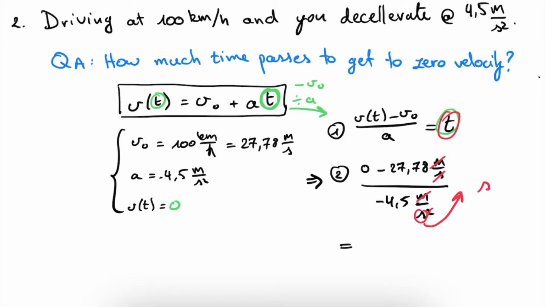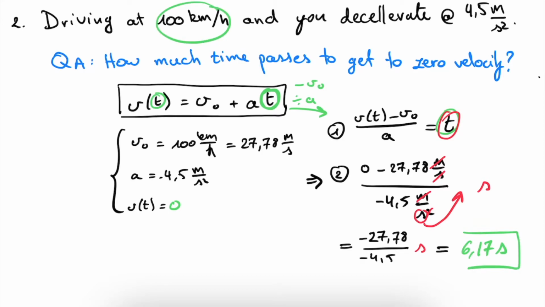So if we calculate this, then we get minus 27.78 divided by minus 4.5 seconds. If we use a calculator, then we get that this is 6.17 seconds. And this is our result already. So we know that if we are driving 100 kilometers an hour and we hit the brakes and we decelerate at 4.5 meters per second squared, it will take us 6.17 seconds to get to a halt, so to get velocity 0.